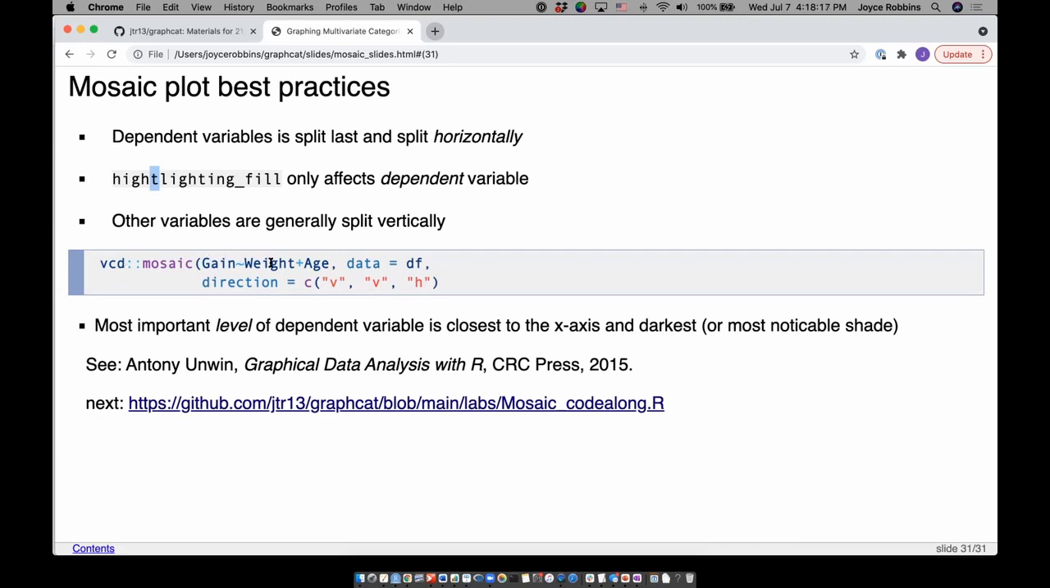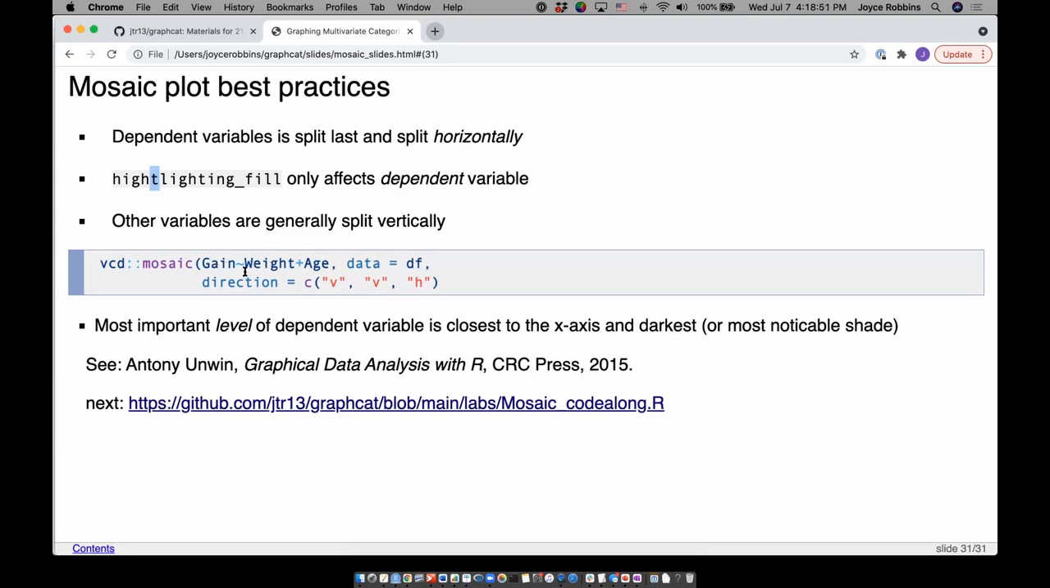The most important things are the order and direction. Once again, I'm going to say that a lot. The order is controlled by the formula in your call to the mosaic function in the VCD package. Using formula notation, the dependent variable is on the left of the tilde. The independent variables are to the right. The cuts go in the order beginning with the first independent variable. So the order of the cuts here is weight, age, game.